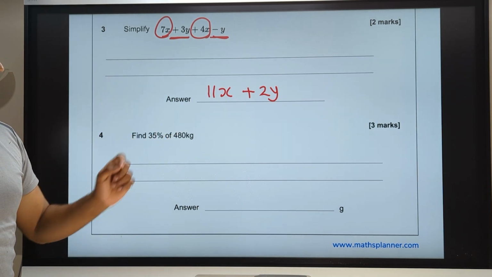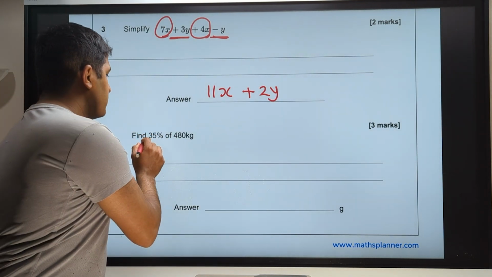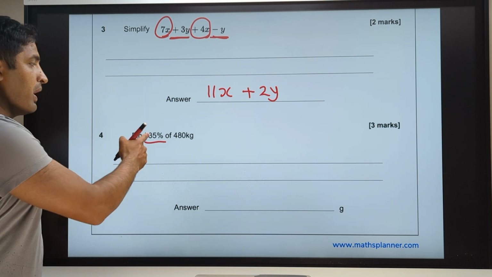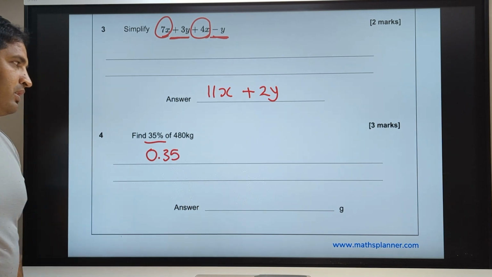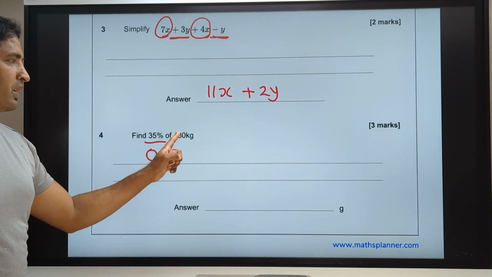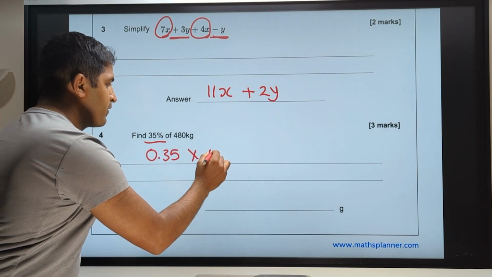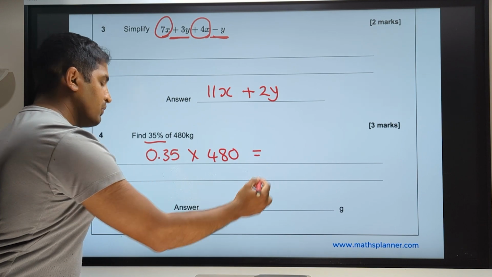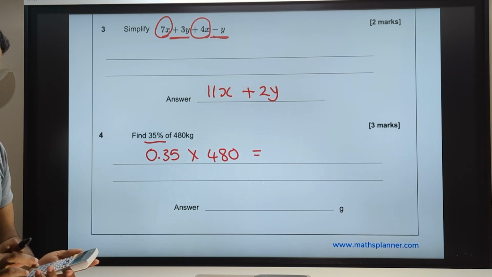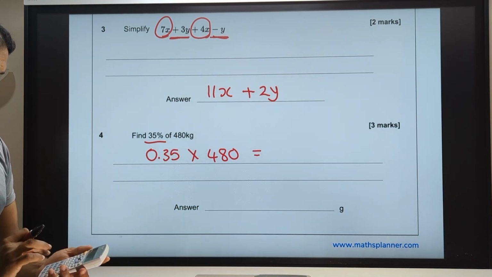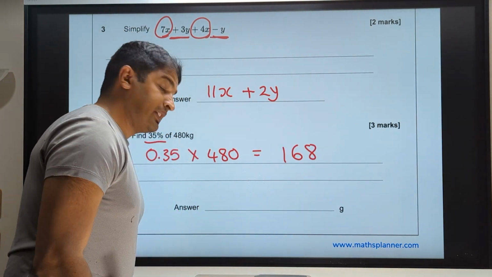Find 35% of 480 kilograms. If you're using a calculator, it's really straightforward. You want to change 35% to a decimal, so divide 35 by 100 and you get 0.35. To work out 35% of 480, all I need to do is multiply that decimal number by 480. Put that in the calculator: 0.35 multiplied by 480 gives 168. That's it.